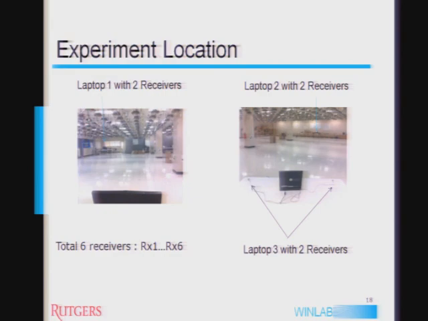Okay, so this is the location. This is our orbit room, and this is how the base stations were usually placed. You see three laptops here, with two receivers attached to each laptop. There's a laptop here, and one in the other corner, so they roughly form an equilateral triangle. We had 6 receivers, so 3 laptops and 6 receivers.